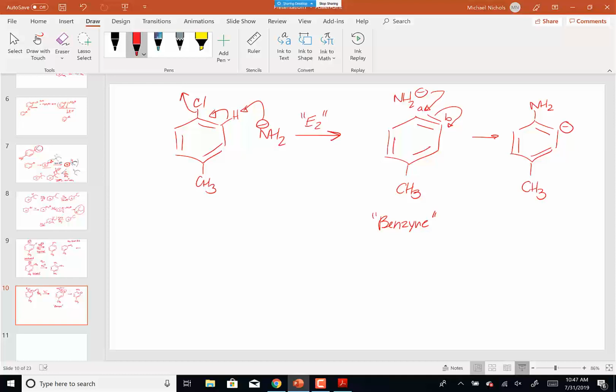And if this reaction was done with NH2 minus in like liquid ammonia, then that minus would come and would then deprotonate the ammonia to give me the final product where the nitrogen has been substituted for the chlorine at the para position, and then the hydrogen would go back on. So this would be the formation of the para substituted product.